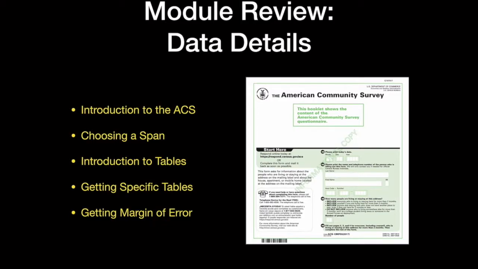Next, we talked about ACS tables. All the data in the ACS is stored in tables. You learned how to search through all the tables that are available and how to load data from a particular table into R. Finally, we closed with a discussion of margin of error. You learned what the margin of error is and how to examine the margin of error for each estimate.